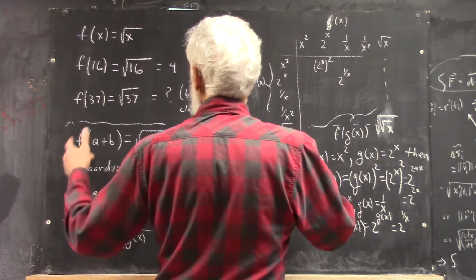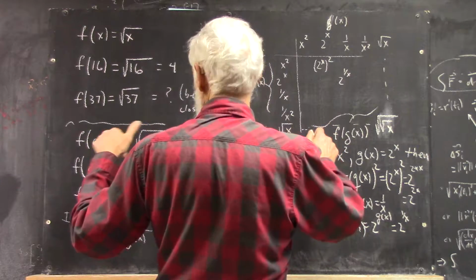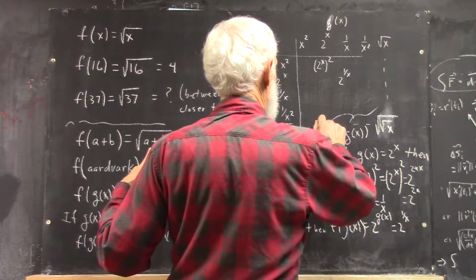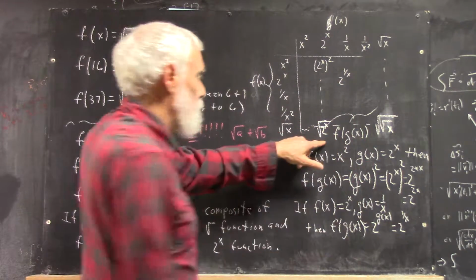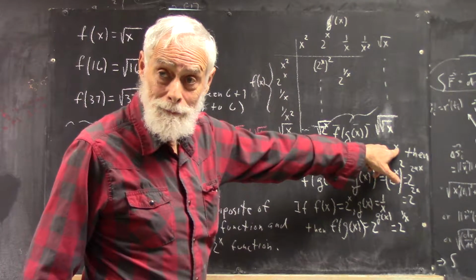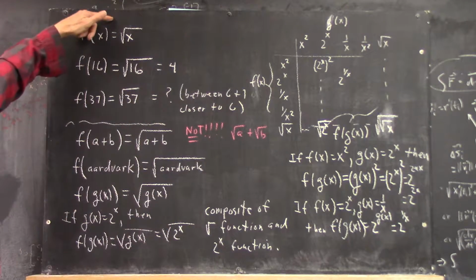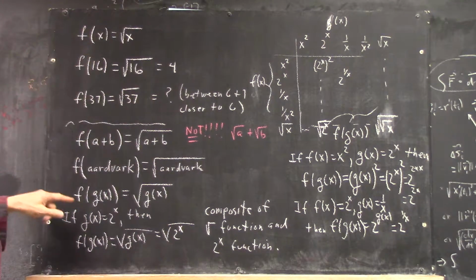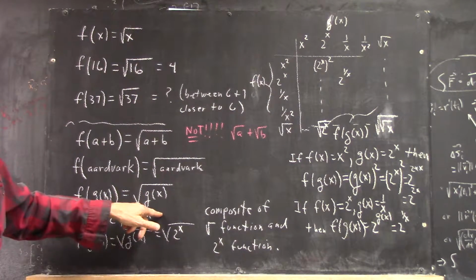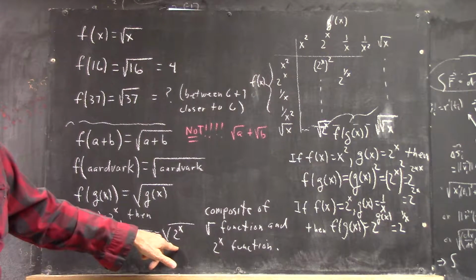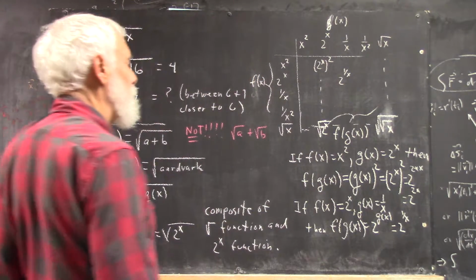F of x is square root of x and g of x is 2 to the x, which means that function, square root of 2 to the x, should have gone here, not here. Okay? Because, again, f of x is a square root of x all the way through here. So f of g of x is a square root of g of x, which is, in turn, the square root of 2 to the x. So I wrote it down over here when I should have written it here.